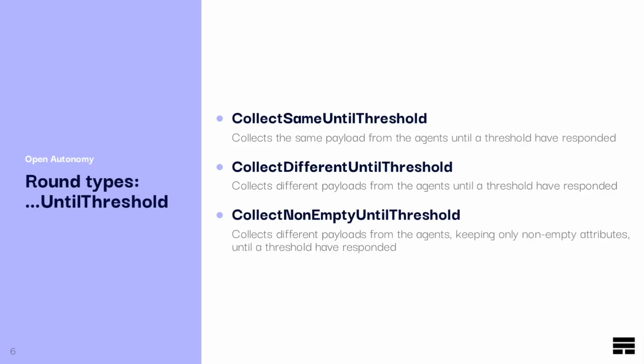And the final one in this category is collect non-empty until threshold, which is a special round. It's used in some sort of specific situations. You can also use it in your services. This round collects different payloads from agents, keeping only non-empty attributes until again a threshold have responded. So again, this is a very specific use case, but you can also use it if you find it useful.